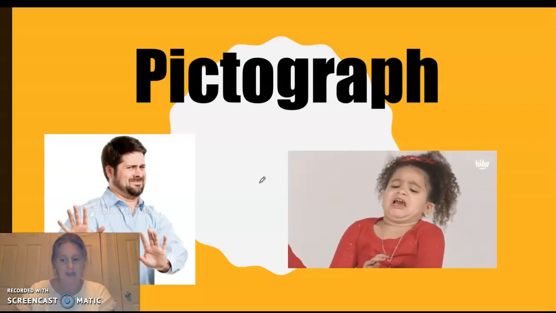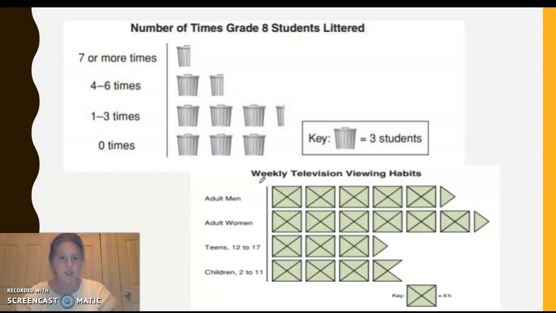A pictograph. Here's two examples of a pictograph. We're not going to be doing much making these, but we just have to be able to identify what a pictograph is. The first example on the top says the number of times grade 8 students littered, and the picture is a trash can, and they give you a little key in the right-hand corner. It says a trash can is 3 students. This is up for interpretation, right? Because who knows if it's half of a trash can or 2/3. But being able to just identify that it is a pictograph is enough for me.